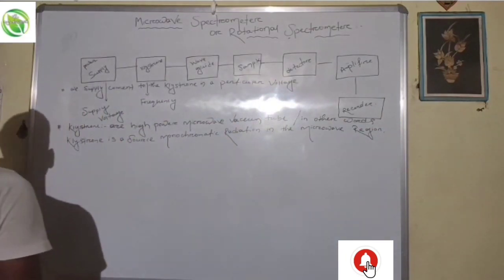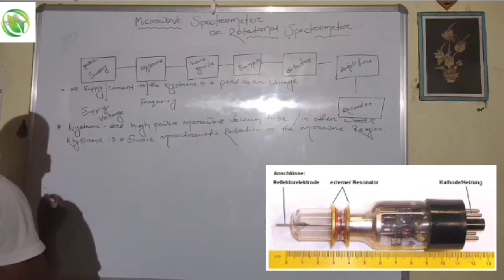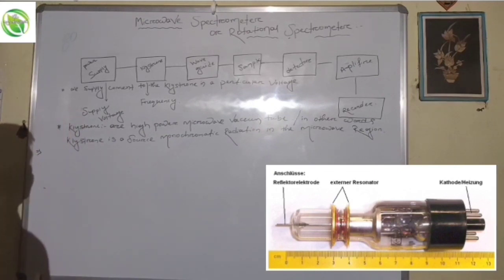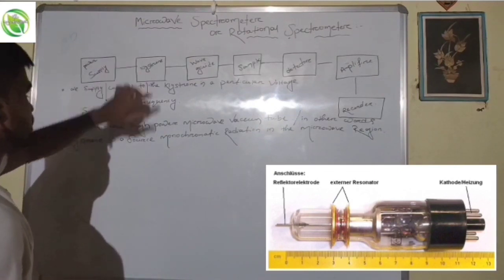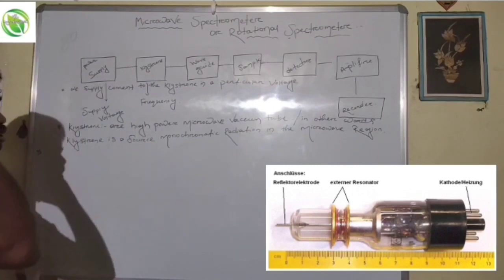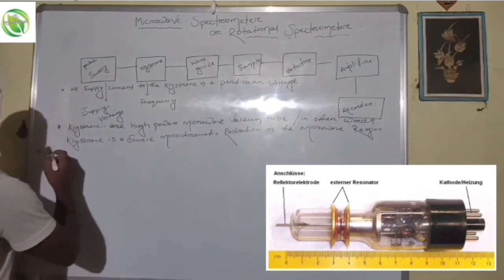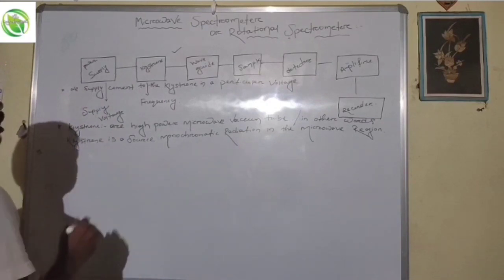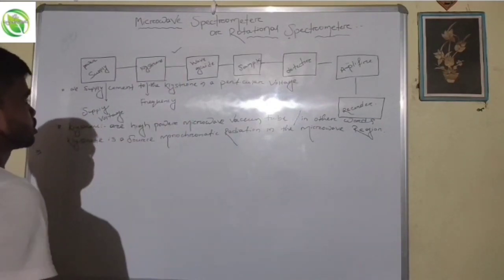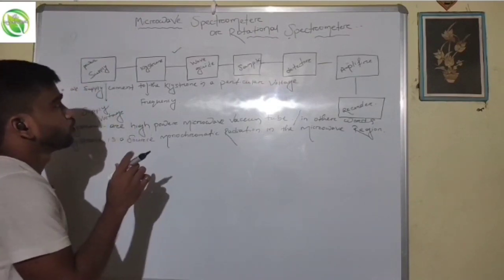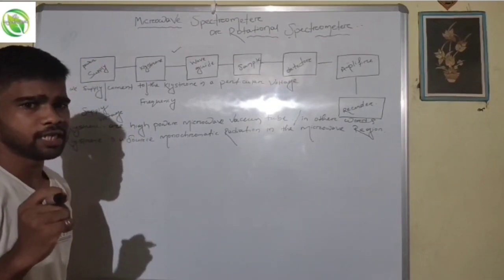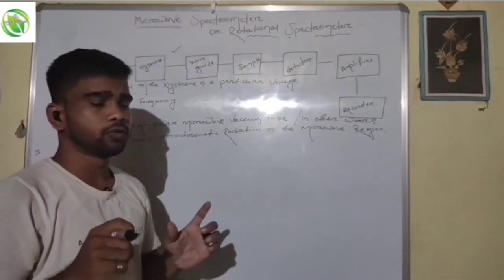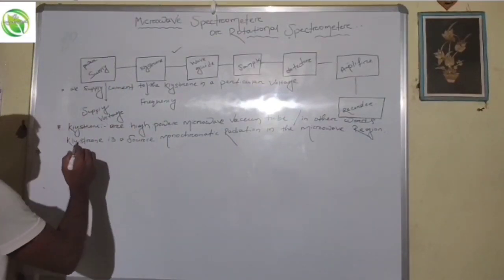You see this in the figure. In this lecture, we will not go into a detailed explanation of the mechanism of klystrons. We will discuss it in the next video. But in microwave spectrometers, you clearly see that we do not use any monochromator, unlike other spectrometers. The question arises in our mind, why do we not use any monochromator in this spectrometer? This is very simple. Let's try to understand it.